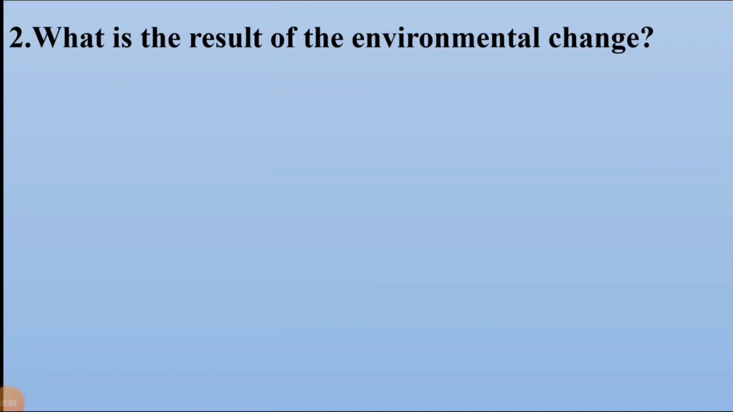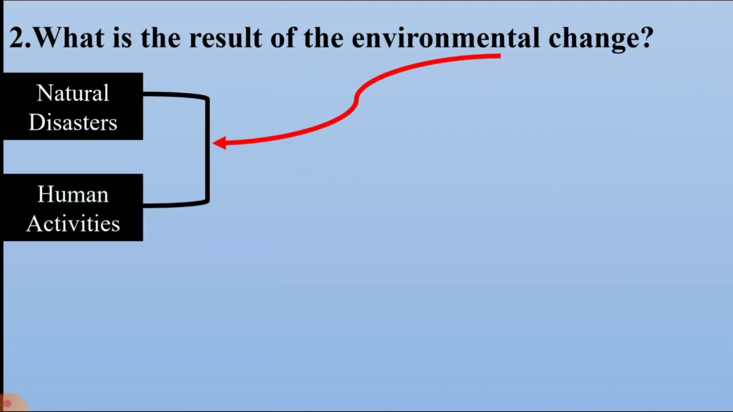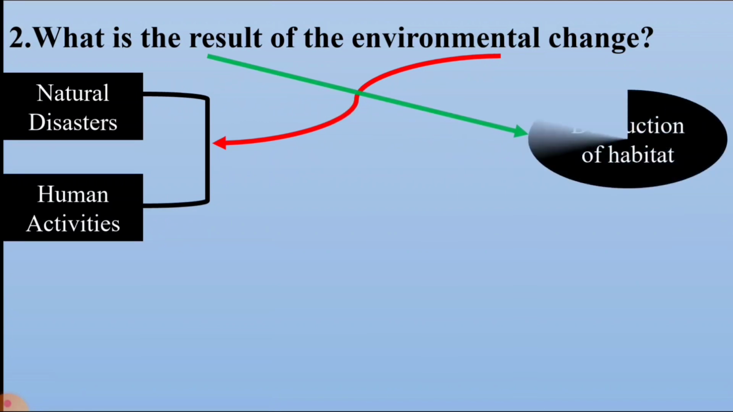Second question is, what is the result of environmental change? To answer this question, at first we have to know what the causes of environmental change are. There are two reasons that are changing the environment: natural disaster and human activities. So what is the result of environmental change? This environmental change is resulting in destruction of the habitat of many plants and animals. As a result, they are getting extinct.